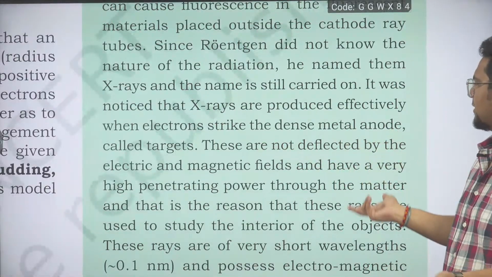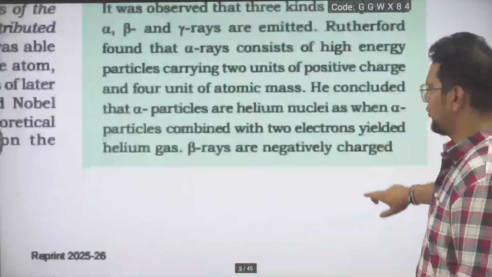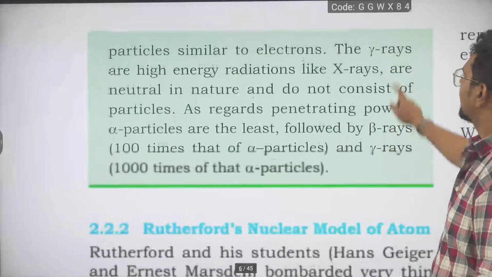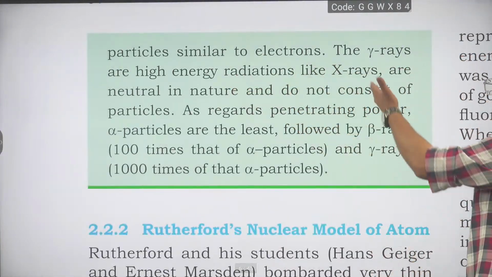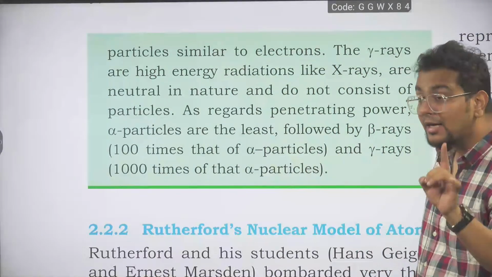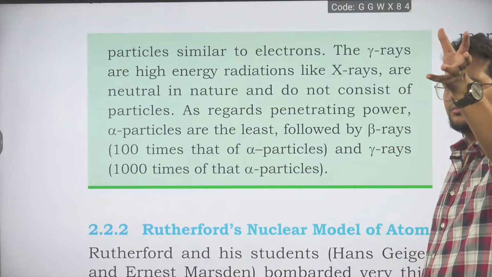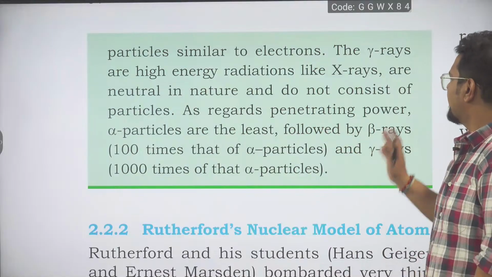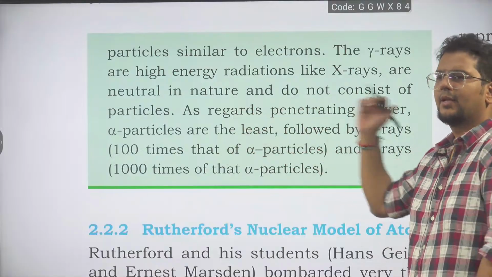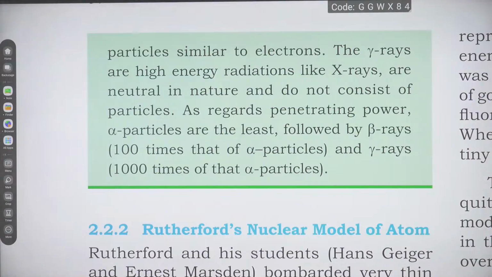These are not deflected by the electromagnetic field. High penetration power. Already you know how high the penetration power is, 1000 times that of alpha particles. The gamma rays are high energy radiations like X-rays, are neutral in nature, and do not consist of particles according to classical physics. I already told you, gamma ray, no particle, according to classical physics. As regards penetrating power, alpha particles are least, followed by beta, 100 times, gamma 1000 times. NCERT covered. Shall we carry on?